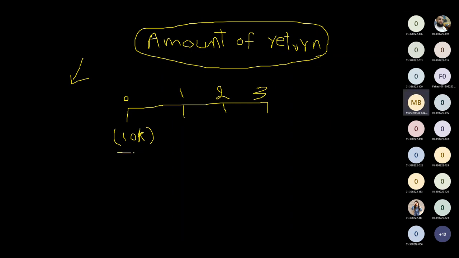Our focus would be the initial investment, and based on some assumptions, we'll say that if these are the cash flows, expected cash flows, then what amount we will get as a return. For example, let's say 10,000 is my initial investment and I'm expecting 4,000 in the first year, 3,000 in the second year, and let's say 5,000 in the third year, right?